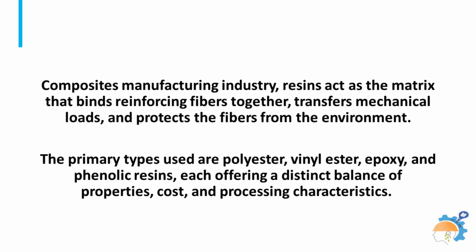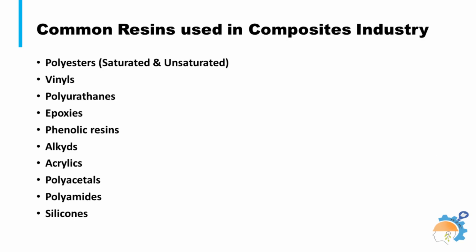In the composites manufacturing industry, resins act as the matrix that binds reinforcing fibers together, transfers mechanical loads, and protects the fibers from the environment. Resins widely used in the composites industry are listed in the next slide, followed by their detailed properties in subsequent slides. The present slide shows a list of resins widely used for various applications in daily life. Merits and demerits of all these are discussed in subsequent slides of this lecture.